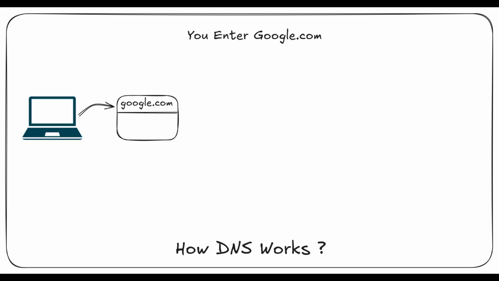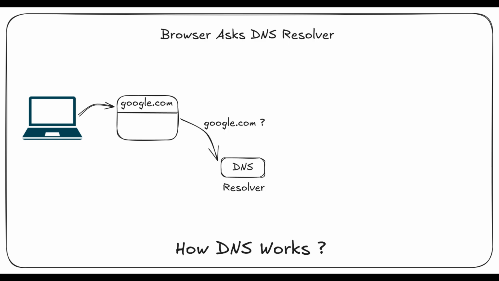Let's say I open my browser and type google.com. My computer knows the name google.com, but it still doesn't know the IP address behind it. So the first thing it does is ask a DNS resolver for help. You can think of the DNS resolver as someone whose job is to find answers on your behalf. Instead of your laptop searching the entire internet, it asks the resolver to do the work.